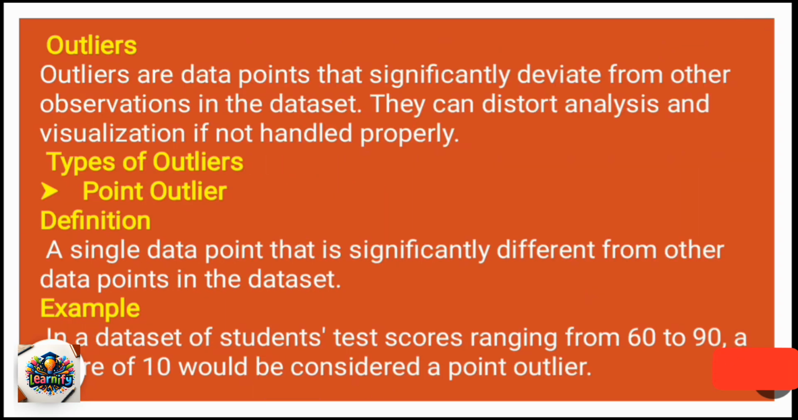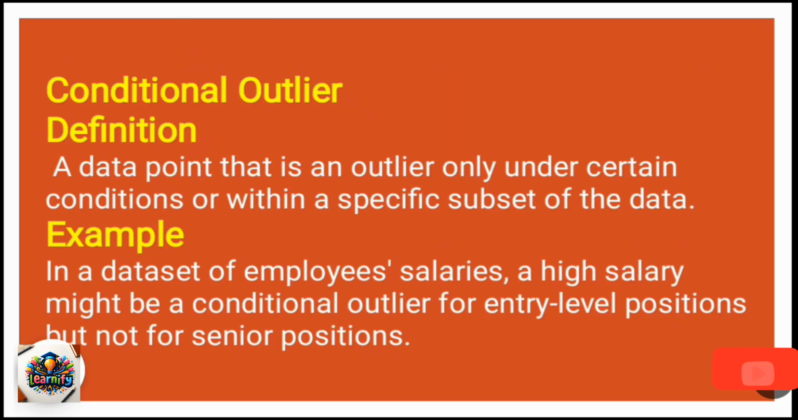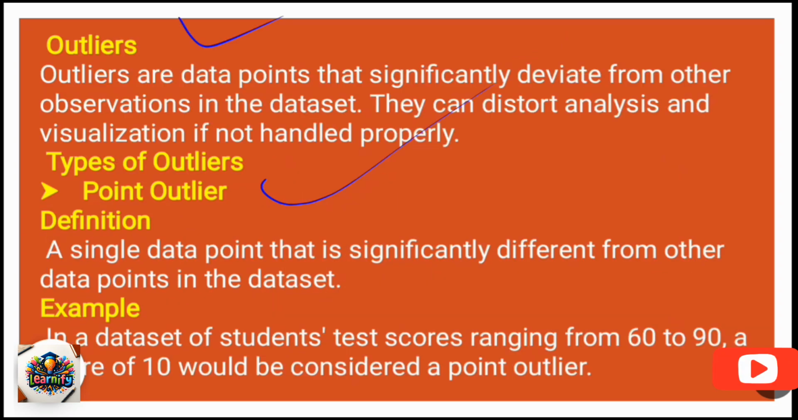Outliers. Outliers are data points that significantly deviate from other observations in the dataset. They can distort analysis and visualization if not handled properly. Types of outliers. Here we have point outliers and conditional outliers. Point outliers: a single data point that is significantly different from other data points in the dataset.